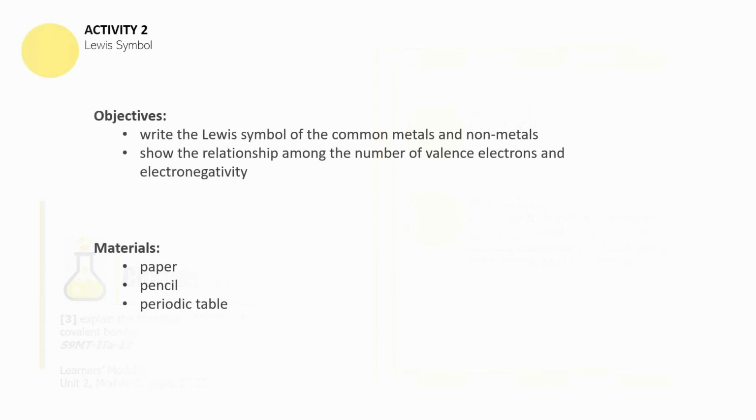Let's start. The objectives for Activity number 2 are that by the end of this activity, you will be able to write the Lewis symbol of the common metals and non-metals, and to show the relationship among the number of valence electrons and electronegativity. Okay, so those are the two objectives. And the materials you will be needing are the following: paper, pencil, and a periodic table. Okay, so if you have a periodic table with you, that's actually very good, because you're ready to start the activity.